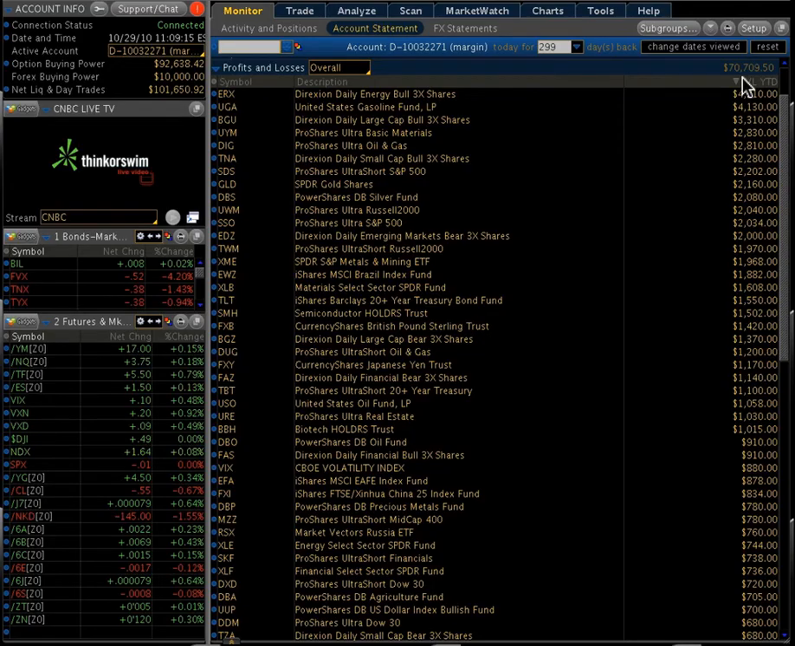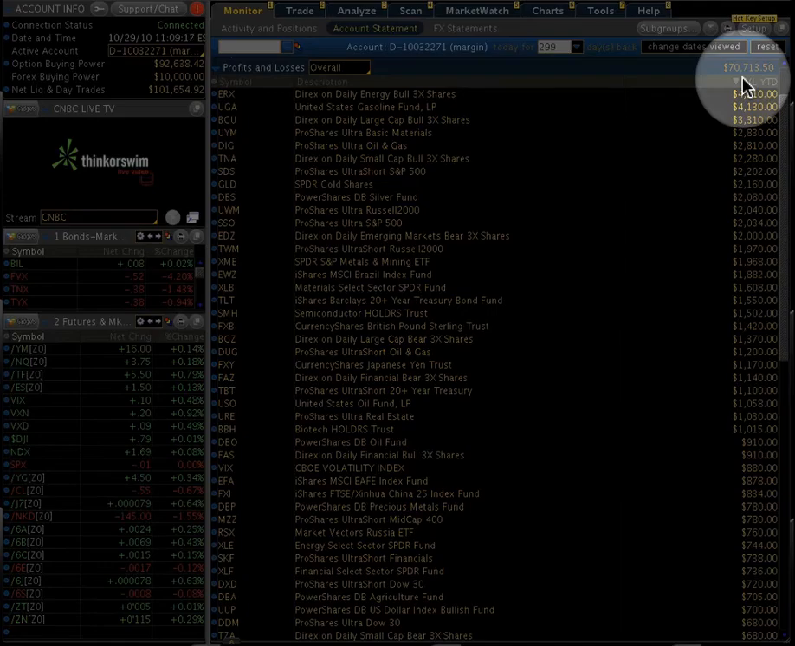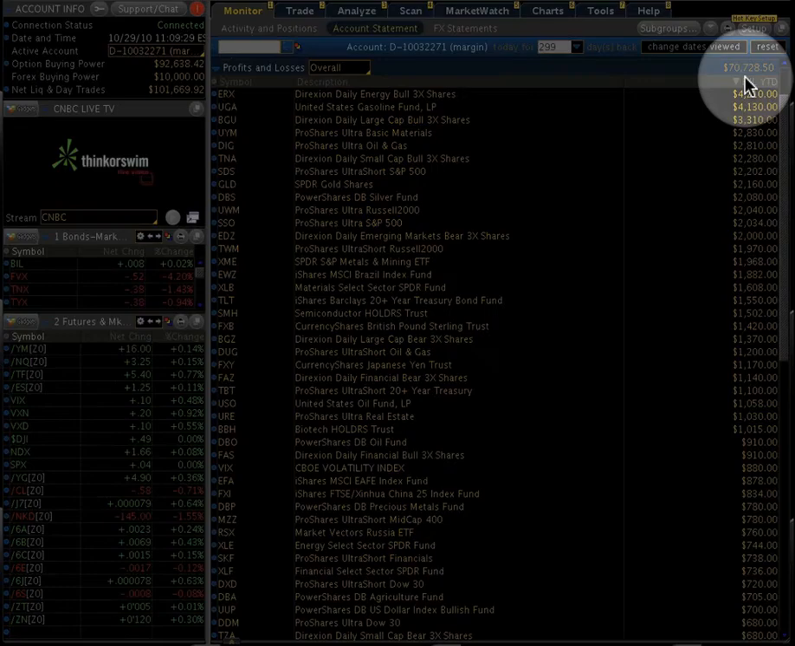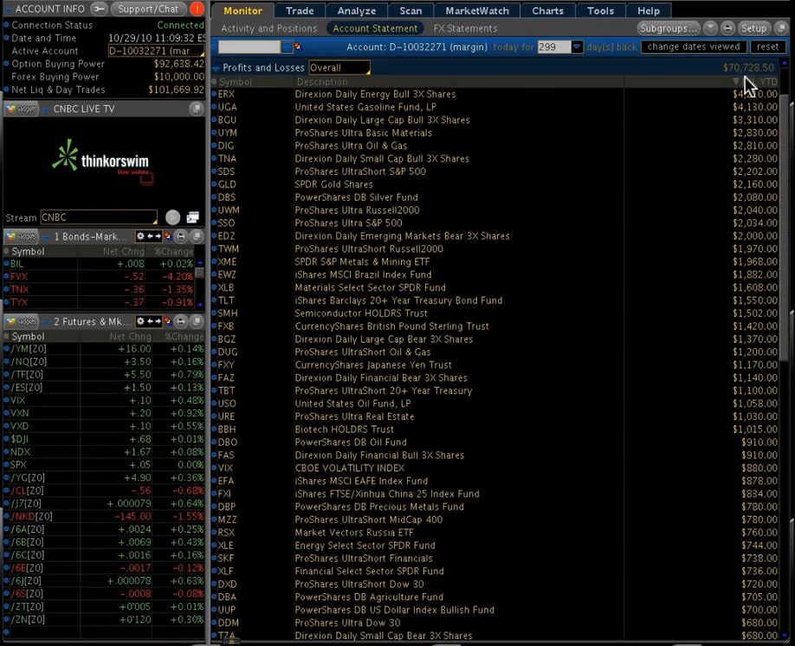If you take the profit of 70,600, I'll just round the number down, that's 70600, divided by the start of your cash balance of 50,000, you get a gain for the entire portfolio of about 141%. That's a gain slightly above 14% per month.